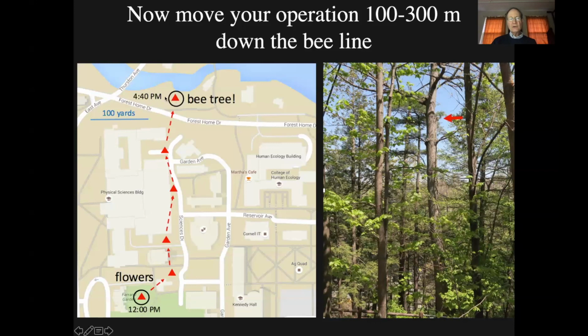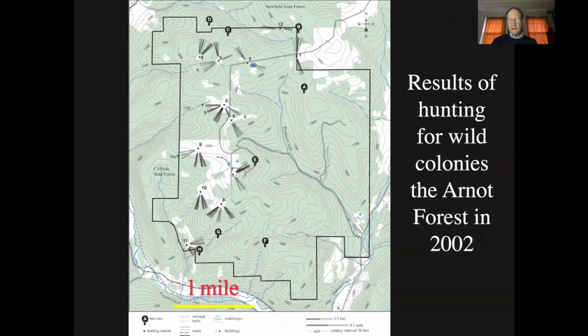There's a little forest area here. I searched there and I found bees flying. I could see bees flying in and out of this oak tree, a red oak, right from where that red arrow is.